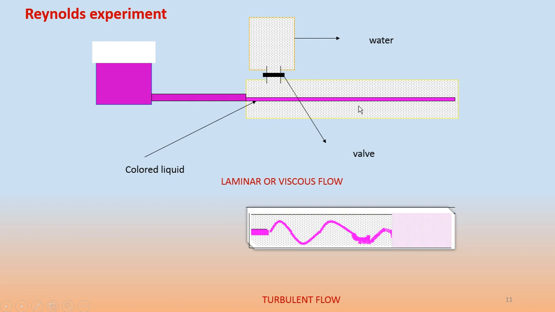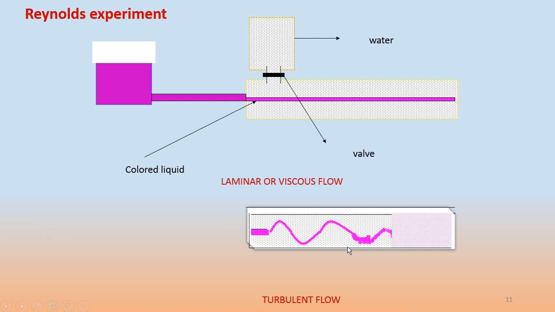Whereas when the velocity of the water is increased, the threads of colored water disappear and the entire mass of water gets uniformly colored. The flow of the fluid is then considered as what? Turbulent flow. So this is the difference between laminar flow and turbulent flow.